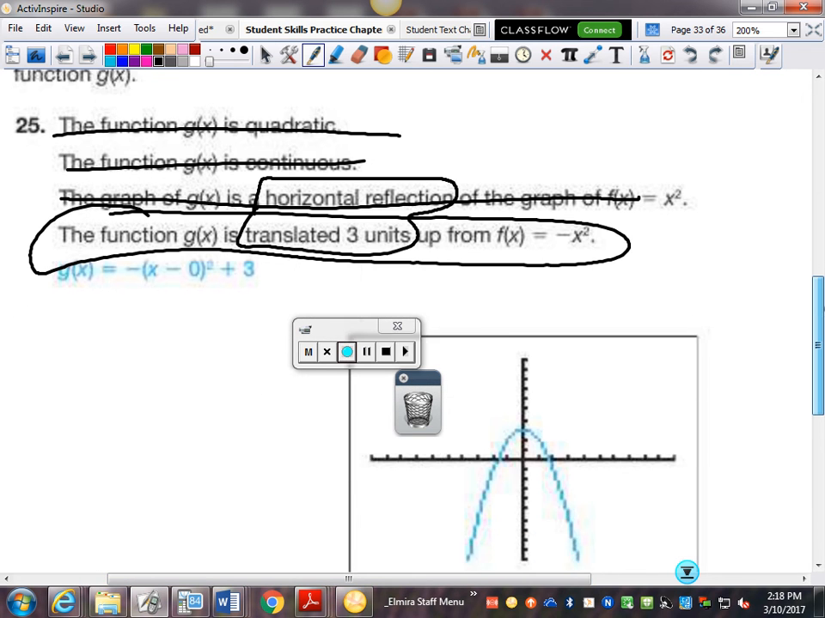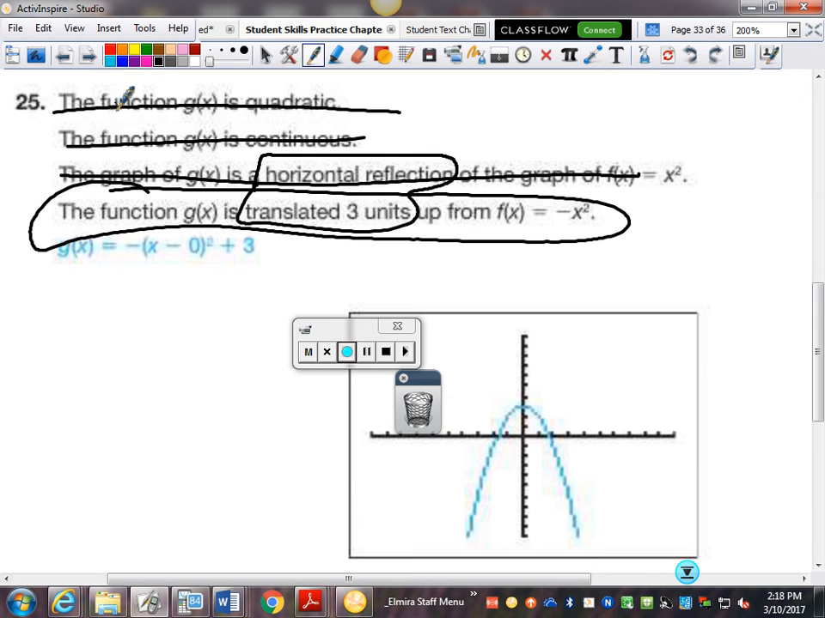This last section is kind of confusing because they give you a lot of information and then you don't need it. The function is quadratic. Well, I can see that it's quadratic in a later clue because it's got a squared. The function is continuous. Well, it's going to say that every time. The function, I think so. Don't make a liar out of me.